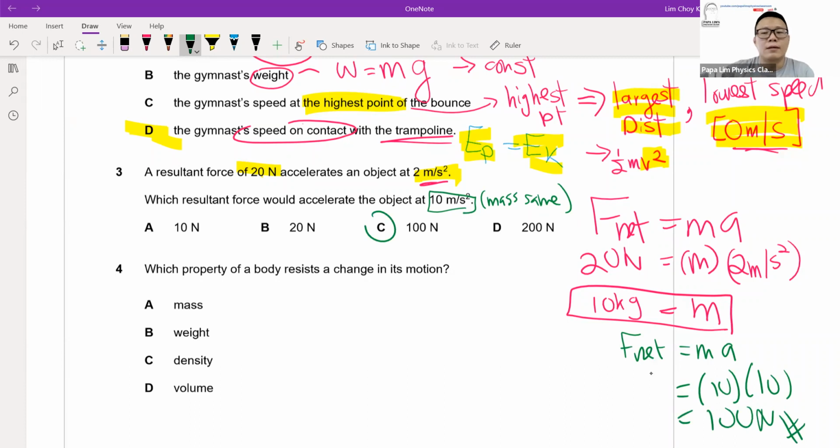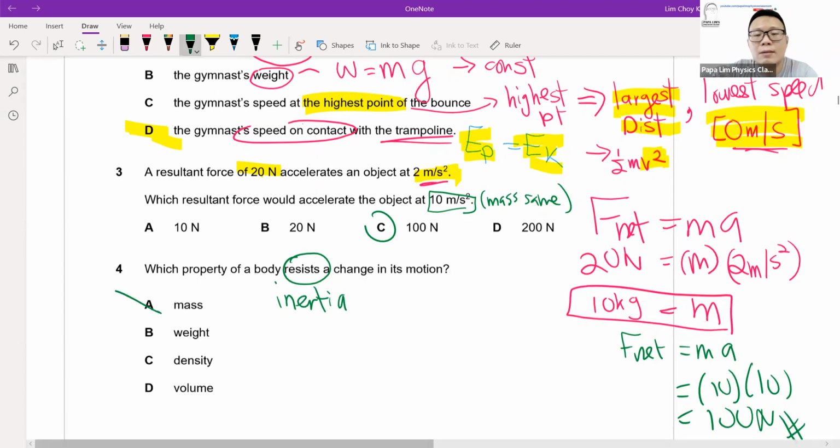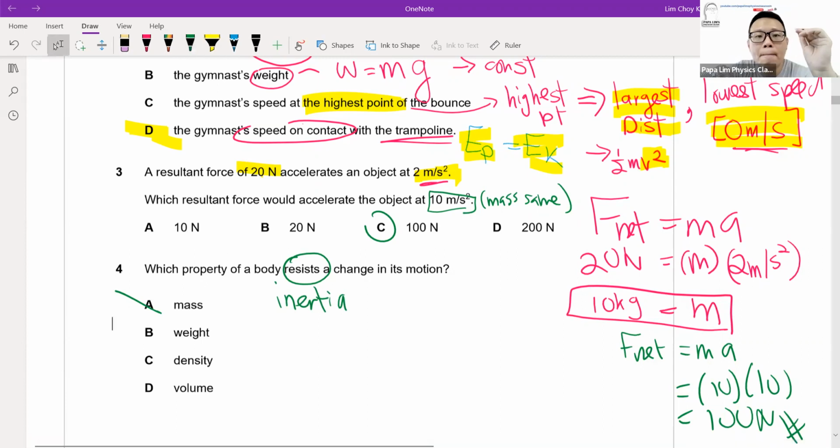Okay. Question 4, mass changes resist change in motion. This is what we call inertia. So for inertia, there's only one factor that affects resistance, which is the mass of the object. Resist change in motion, another name for it is inertia. So students, you have to remember, a small portion of the topic, chapter 4, I think mass, weight, density. That's where inertia is.